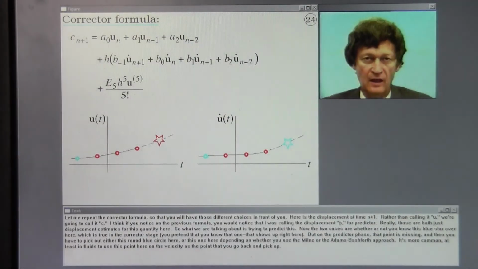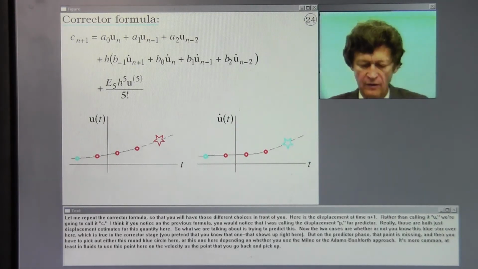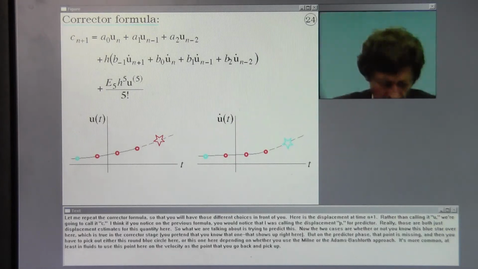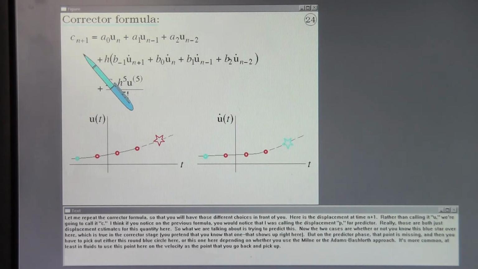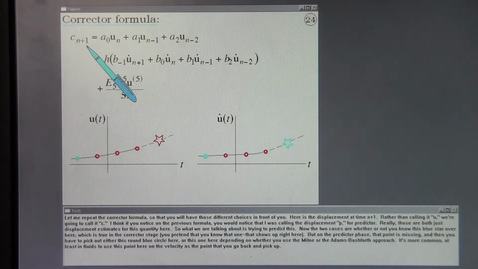Let me repeat the corrector formula so that you'll have those different choices in front of you. Here's the displacement at time n plus 1, and rather than calling it u, we're going to call it c. And I think if you noticed on the previous formula, I was calling the displacement p for predictor. Really, those are both displacement estimates for this quantity here. And what we're talking about is trying to predict this.